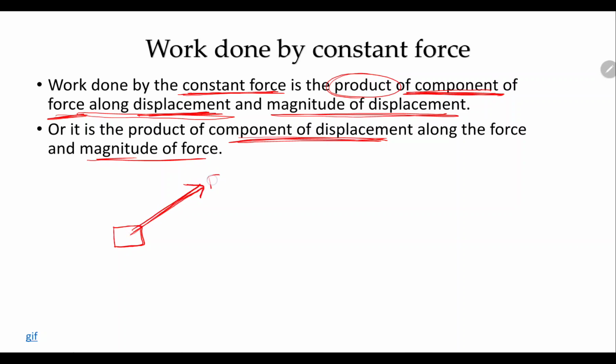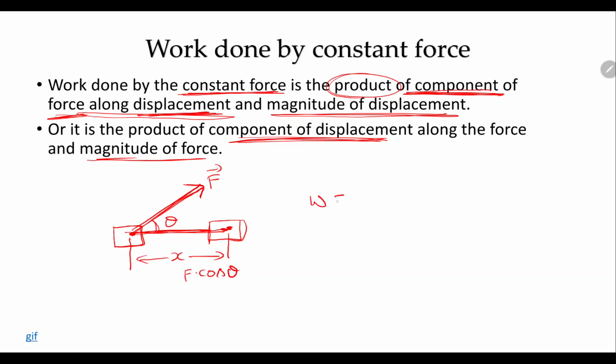So where we have force in this direction, the block gets displaced from here to here. You have to take the point of displacement where the force is applied. Force is applied at this particular point, which means you have to take that point only, from there to there. So displacement is x, or you can also take s. The angle between those two is theta. Take the component of force along displacement, that is f cos theta.